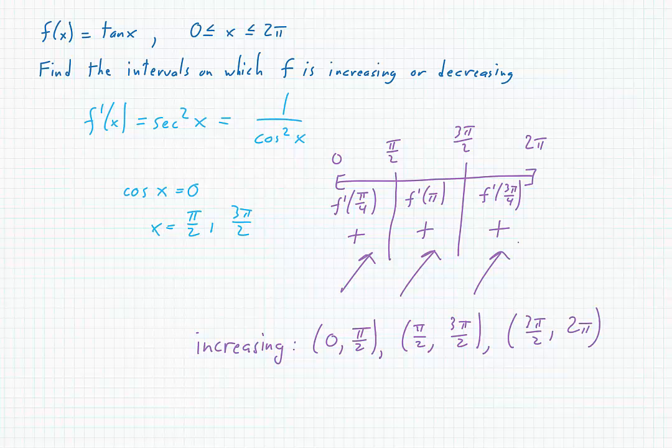Note that I can't just write this as increasing from 0 to 2 pi because it's not increasing at pi over 2. There's a vertical asymptote there. The function's not even defined at that point. And it's not increasing at 3 pi over 2 because, once again, there's a vertical asymptote there. It's not even a point on the function. So we do need to write these things as 3 different and distinct intervals, because these are the intervals in which the function is defined, and tangent is always increasing at any point within its domain, it turns out.